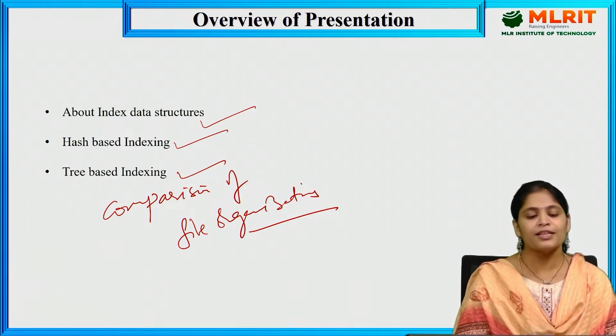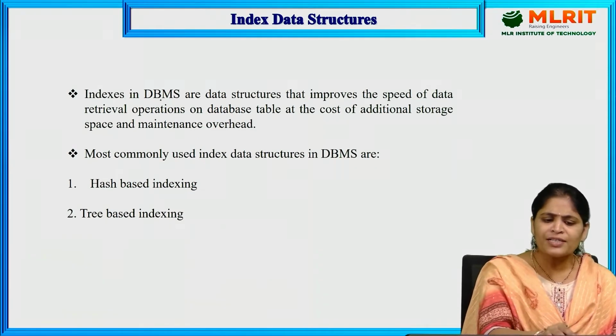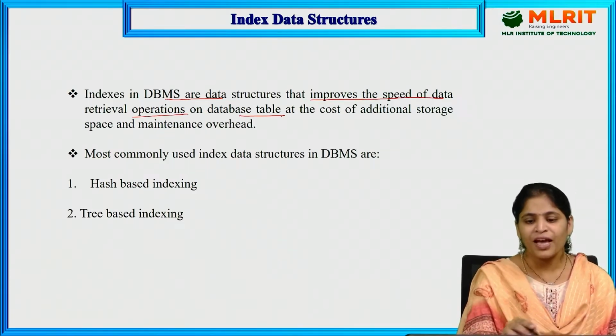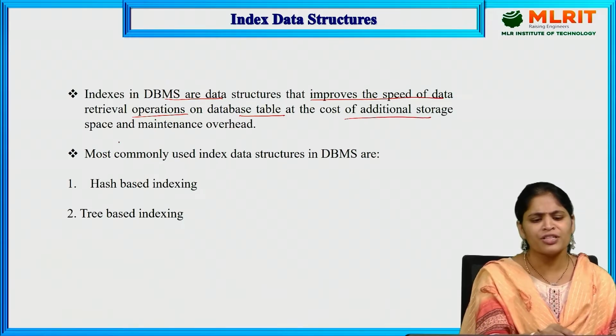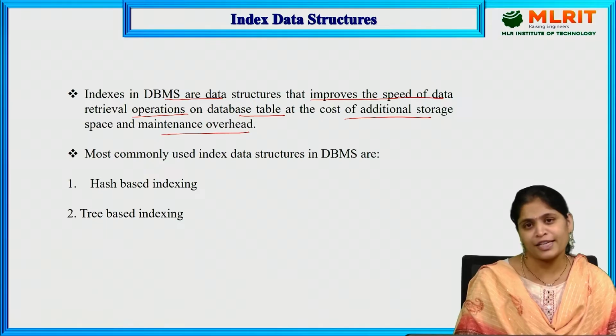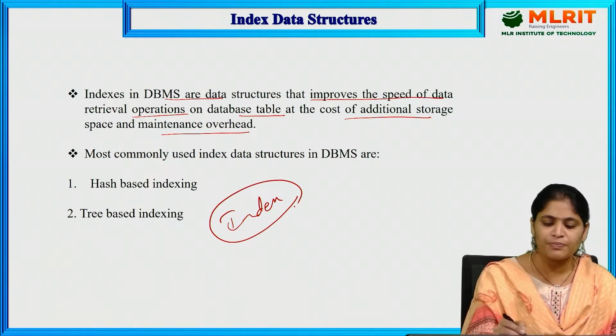Let us discuss index data structures. Indexes in DBMS are the data structures that improve the speed of data retrieval operations on a database table at the cost of additional storage space and maintenance overhead. What is the purpose of maintaining an index table? Let us deal with this with a simple example.